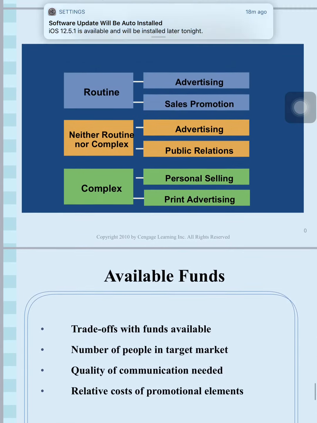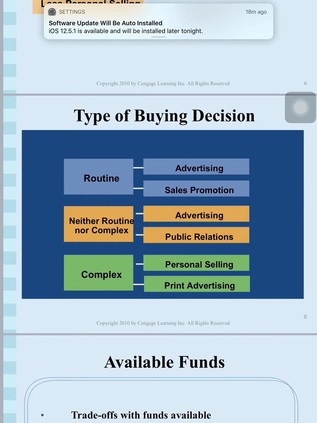Okay, types of buying decision. The promotional mix also depends on the types of buying decision, routine or complex. For routine, like buying toothpaste, you go for advertising and sales promotions. The aim is to remind the consumer about the brand. So basically they go for advertising and sales promotions, like coupons and so on.